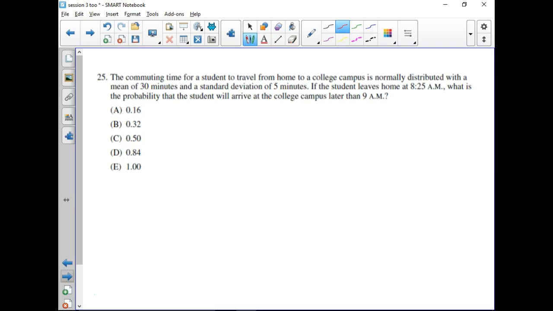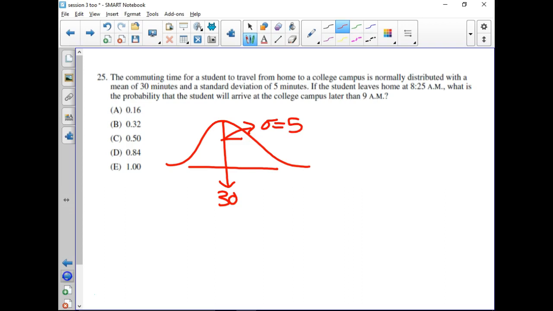The commuting time for a student to travel from home to college campus, again, it's normally distributed. You're going to see a lot of those, with a mean of 30 minutes and a standard deviation of 5. If a student leaves home at 8:25, what is the probability the student will arrive at college campus later than 9 a.m.? Okay, so right now we're in minutes, right?